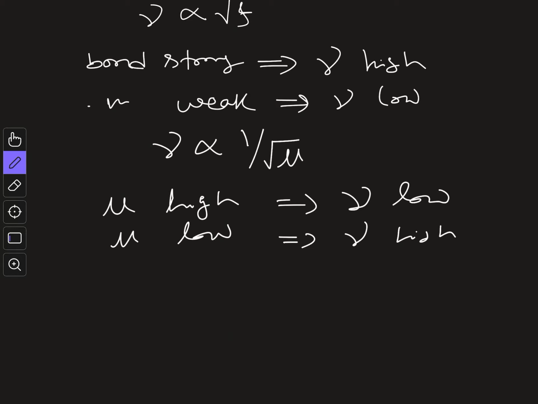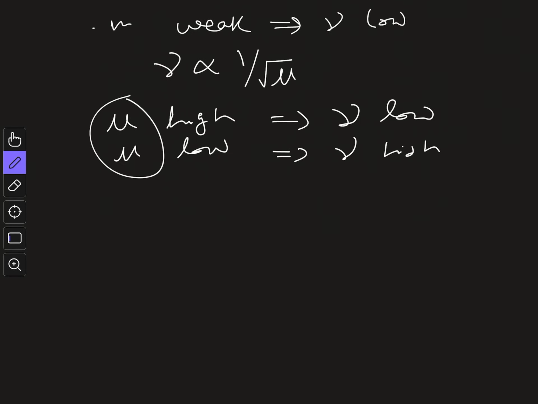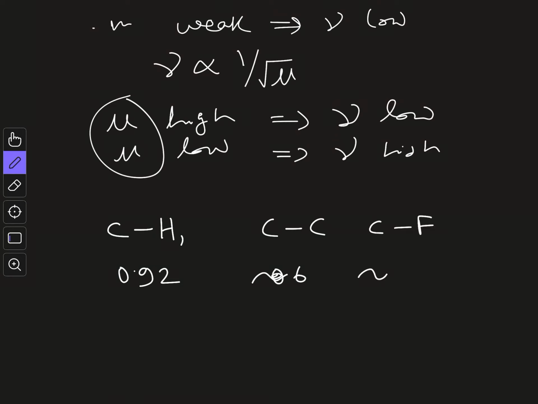And what about reduced mass? So reduced mass is the most important thing, because it has more effect on the stretching frequency of a molecule, right? So for example, if you consider a simple CH bond, and if you consider a CC bond, and if you calculate the reduced mass of these two, in case of CH bond it will be around 0.92, whereas in case of CC bond it will be around 6, and if you consider CF bond it will be around 7.3 or something. So you can see, if you change carbon to fluorine, the change in reduced mass is very less, from 6 to only 7, but if you change it to hydrogen it is very low, that is 0.92.